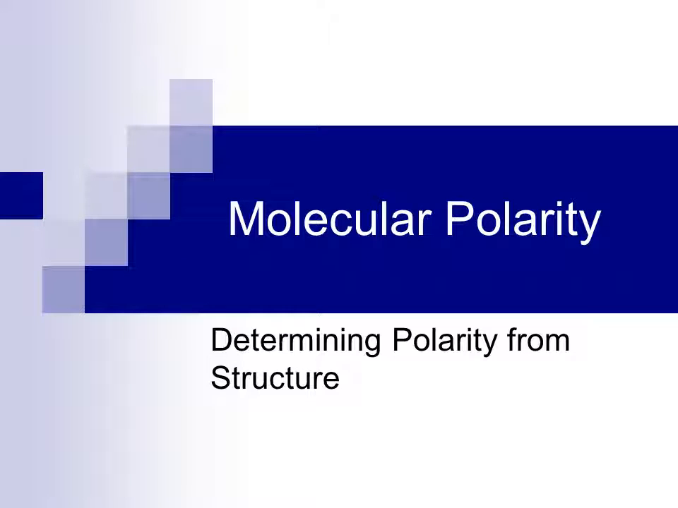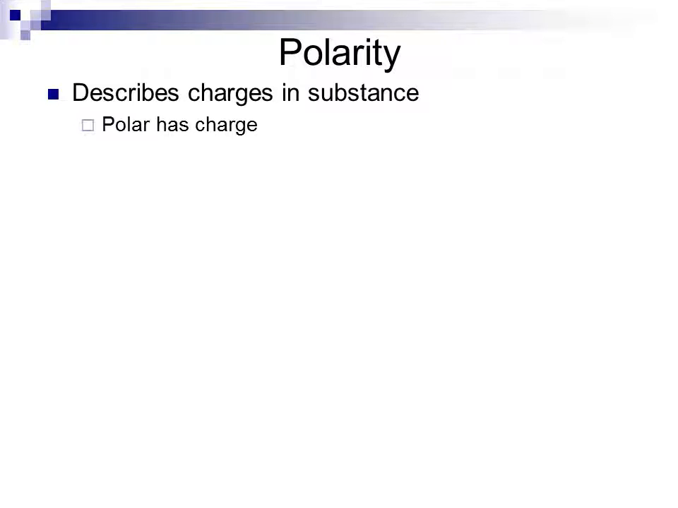Molecular polarity. How to determine polarity from the structure of a molecule. If we look at polarity, the whole concept of polarity is that it describes charges within a substance. If anything is polar, it will have charge to it. A polar substance, then, is one which has a positive end and a negative end.